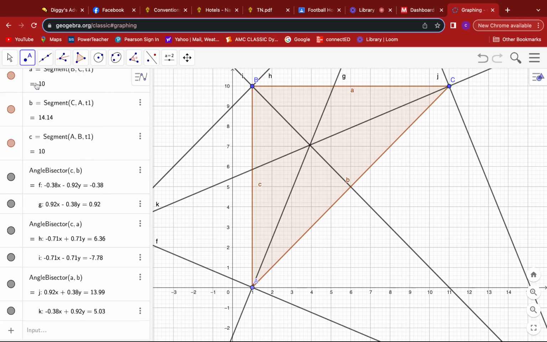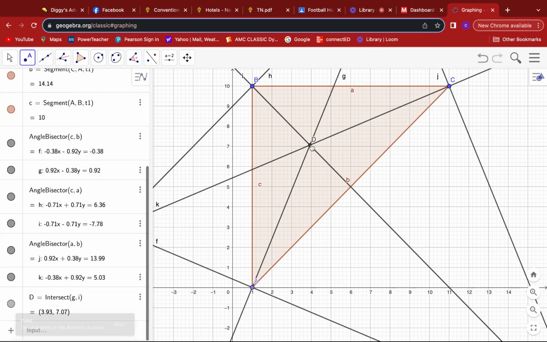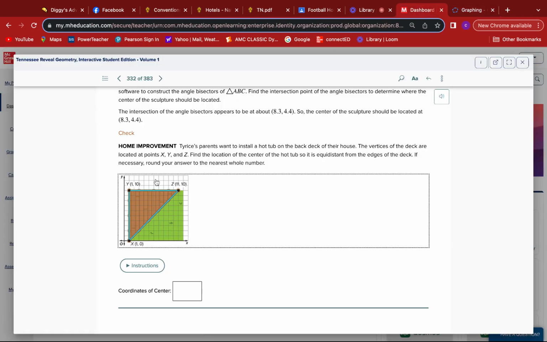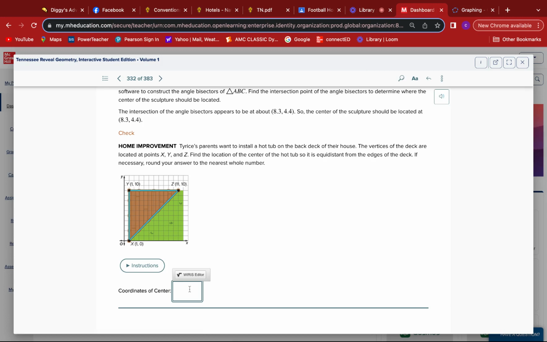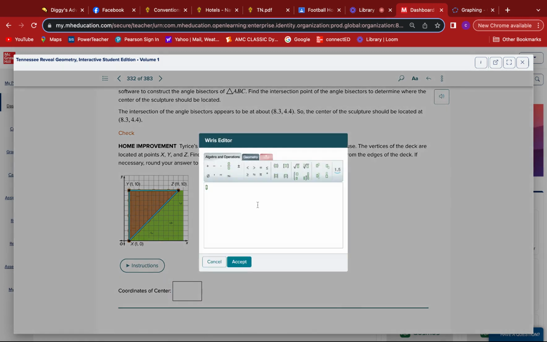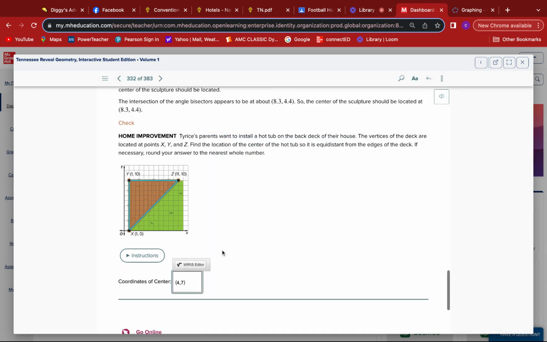Now, for the computer to tell me where it's going to be, I need to click on a point. There it is. It looks like our answer is going to be 3.93, 7.01. I'm going to come back to see if they want me to round to the nearest whole number. 3.93 is going to round to 4, and 7.01 will round to 7. So it should be (4, 7), everybody. And I need to have this as an ordered pair: (4, 7).